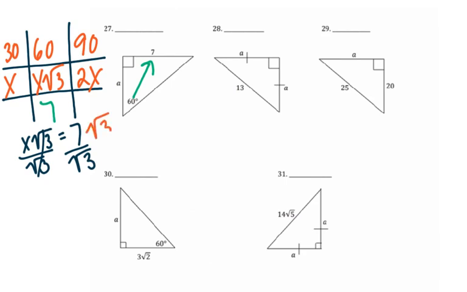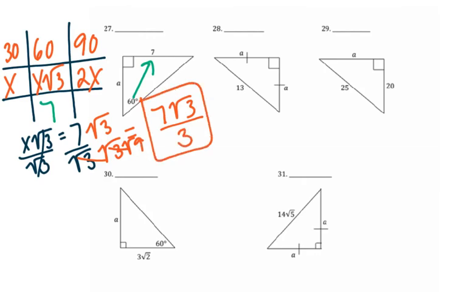To get rid of the square root in the denominator, we give them both the root 3. Root 3 times root 3 is root 9. Square root of 9 is just 3. Then we double that. It only doubles the very front number, which makes it 14 root 3 over 3. The question is a. a is across from the 30. The one across from the 30 is 7 root 3 over 3.